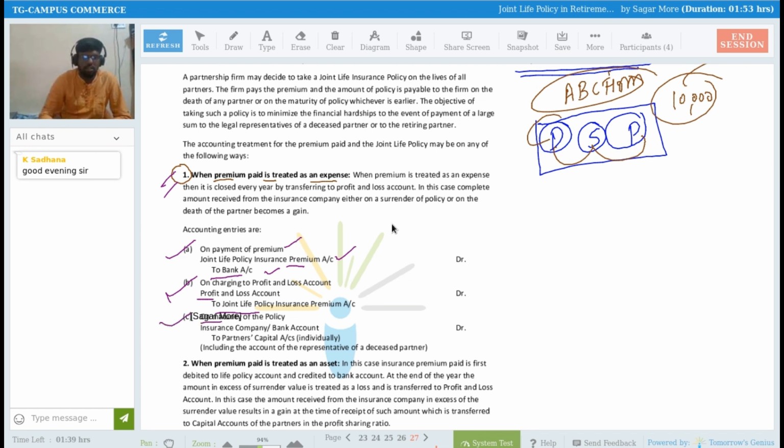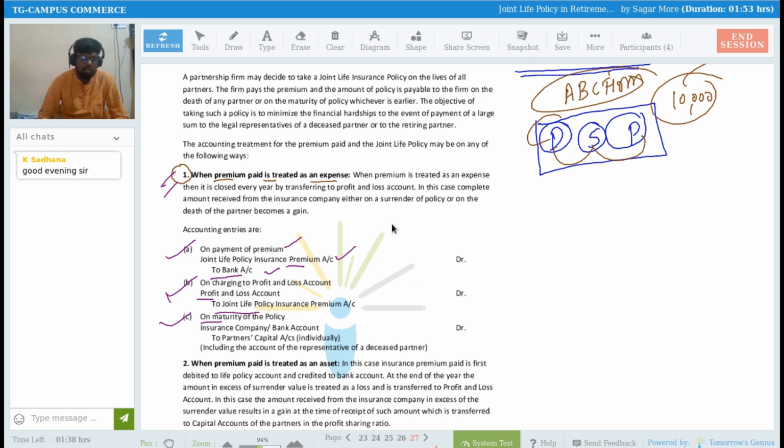Then on maturity of the policy. So what is the maturity of the policy? Maturity is nothing but, you have taken a life insurance policy, right? So the maturity of the life policy is nothing but it will happen on the death of a partner, right? Mostly this joint life policy treatment we have to give on the occasion of the death of that particular partner, right? So that is nothing but the maturity.